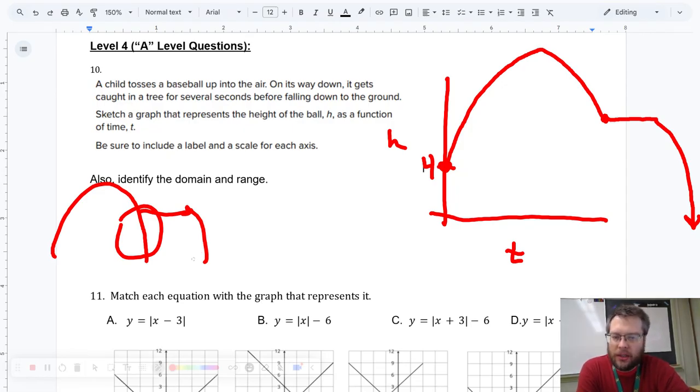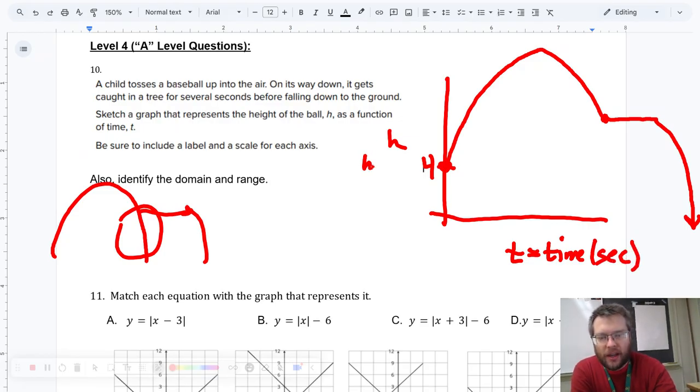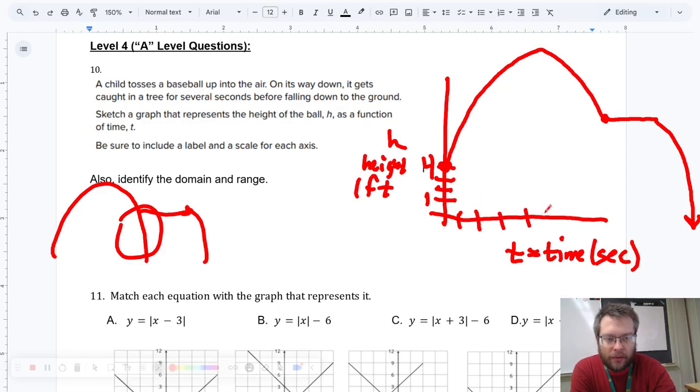So it said, sketch a graph that represents the height of the ball h as a function of time t. Be sure to include a label and a scale for each axis. So t is time, and that's measured in seconds. h is the height, and let's measure that in feet. So if that's 4, there's 3, there's 2, there's 1. And then same idea, we'll say 1, 2, 3, 4. Maybe after, that's a pretty big throw. We're just going to say this kid's got quite the arm on him. 1, 2, 3, I guess, or her.